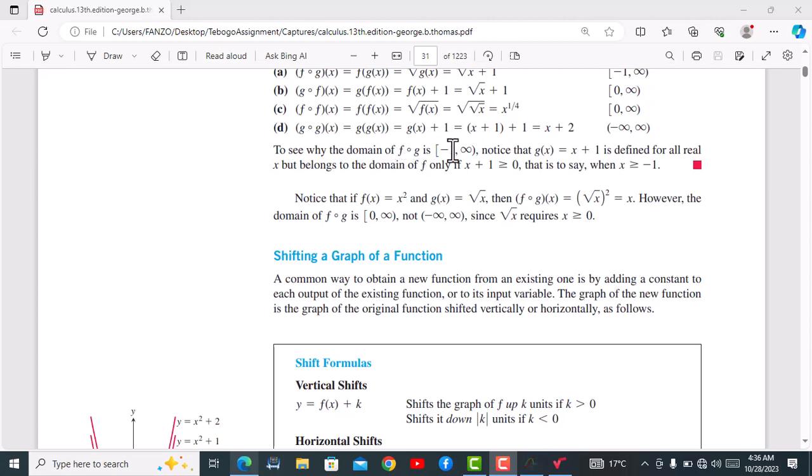So we have dealt with that, no problem. We saw that. To see why the domain of f o g is -1 to positive infinity, I notice that g at x equals x plus 1 is defined for all real x, but belongs to the domain of f only if x plus 1 is greater or equals to 0. That is to say, when x is greater or equals to -1, we know that. Notice that if f at x equals x squared and g at x equals this, f o g will be equals to that, which is equals to x. However, the domain, okay, let us try to look into that.